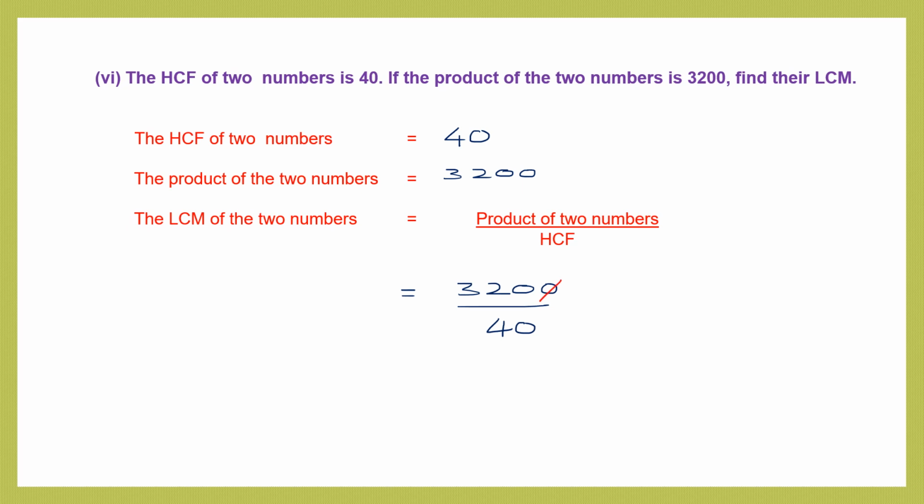So I can cancel here. I can also divide 320 by 4. 4 8s are 32 and I put the 0, that's 80. So here I've got 80. That means I have found my LCM here to be 80. So this is my answer. So the LCM of the two numbers is 80.